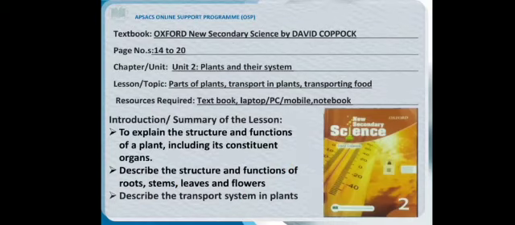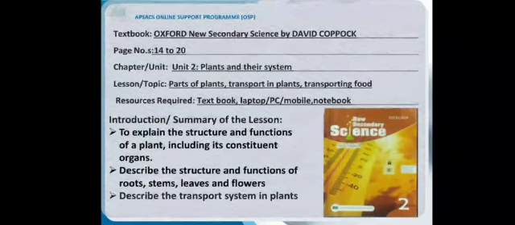Today, we are going to discuss the textbook Oxford New Secondary Science by David Copper, page number 14 to 20, chapter Plants and Their System. The topic that we are going to discuss is parts of plants, transport in plants, and transporting food in plants. Resources required are your textbook, laptop, PC, mobile, or notebook.